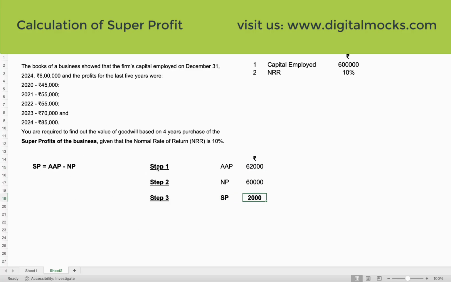I hope you guys understood all the 3 steps to calculate the super profit. So we are done with this video. I hope you guys understood how to calculate super profit.